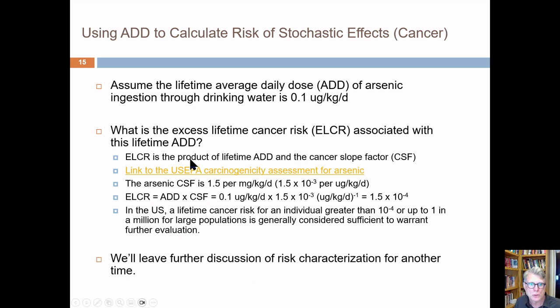And there's a kind of a parallel type analysis for cancer risks. Here we're going to multiply the average daily dose by the cancer slope factor, which we've talked about in a separate recording, and we end up computing an excess lifetime cancer risk, which in this example turns out to be 1.5 times 10 to the minus 4, and we can compare that to some criteria for risk management that are essentially conventions that have been adopted.